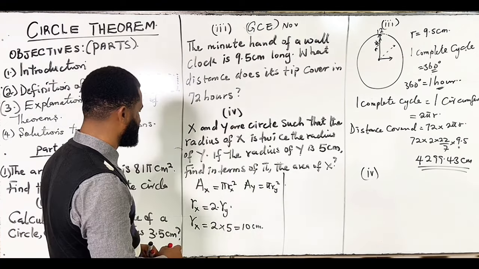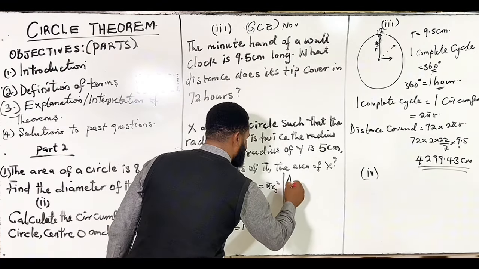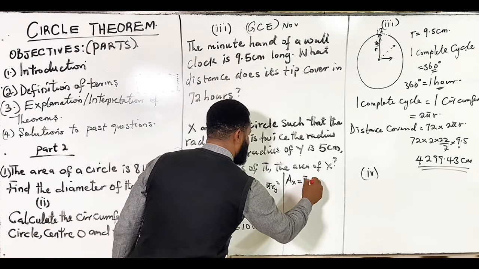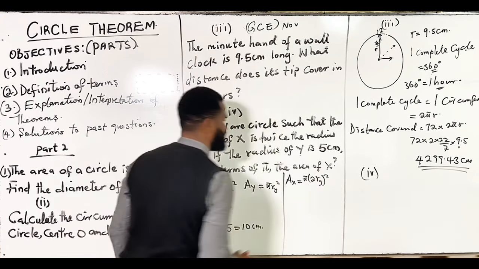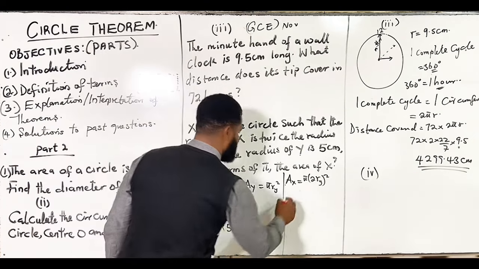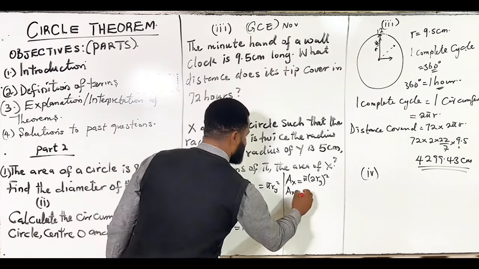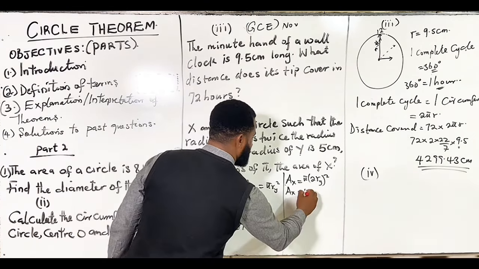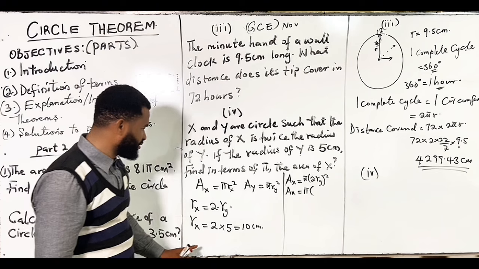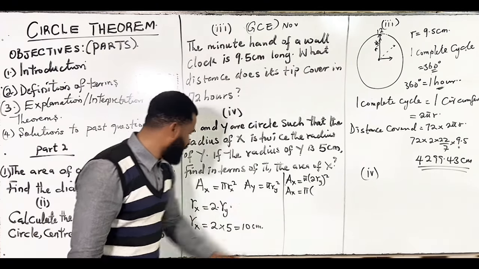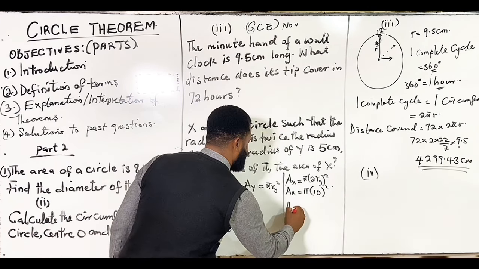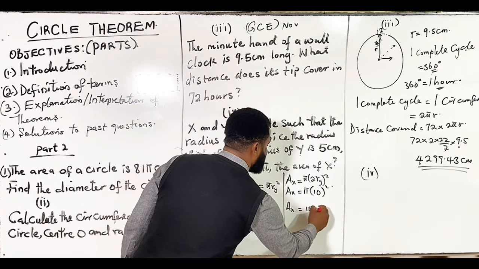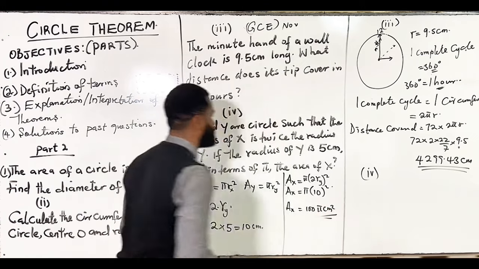Alright. Okay, so the area of x is given as pi times 2ry all squared. So the area of x is going to be equal to pi bracket 2 times ry. 2 times ry is what? 10, squared. Therefore, the area of x is going to be 100 pi cm squared.